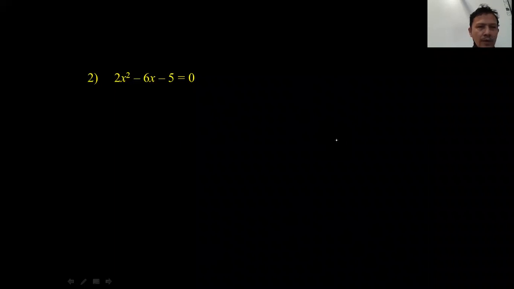What is the difference that you notice here? The difference that you notice over here is that there is a coefficient of the x squared term, and the rest are the same. So the first step is the same first step we did, to get rid of this constant. We add 5 to both sides. So 2x squared minus 6x equal to 5. We change side, we change sign. Negative 5 becomes positive 5 on the other side.